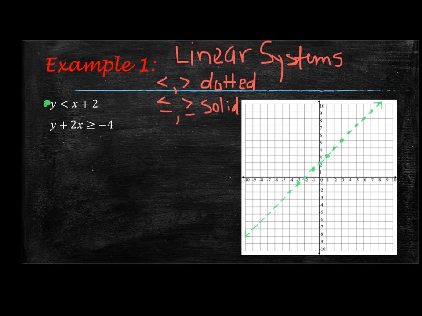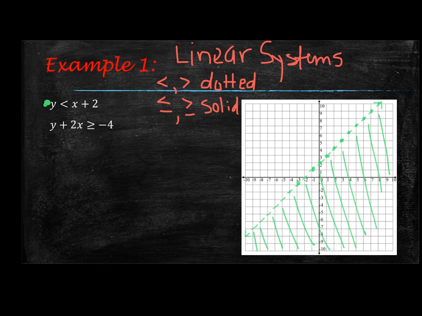Okay, now we're going to shade, and so what this is saying is it's all the y values that are less than the x plus 2. So to graph less than, we want to make sure that we shade below, so we're just going to shade lightly below this line. And now we're going to look at the second line.